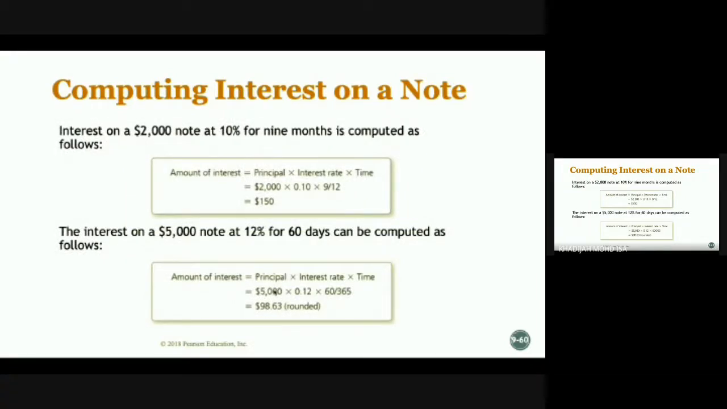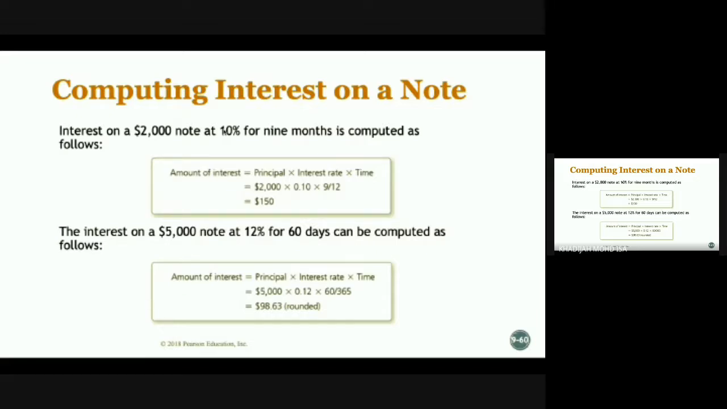In this case, you have 9 over 12. It means that the interest rate is 10% per annum. Whenever you have the rate here, the 10% is always per annum. But in this case, your note is only for 9 months. So you have time by 10% times by 9 over 12, because the rate mentioned is always per annum.